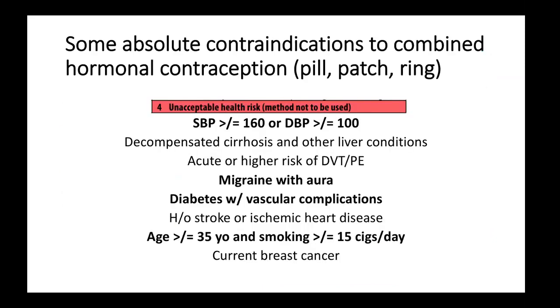And then also in the app, some of the other absolute contraindications to keep in mind with hormonal contraception include uncontrolled hypertension, for example, systolics greater than or equal to 160, patients who have diabetes with vascular complications, and patients who are greater than the age of 35 and smoking equal to or greater than 15 cigarettes a day, et cetera. Because it's color coded, it's really easy to look through and find all the 4s on the chart.